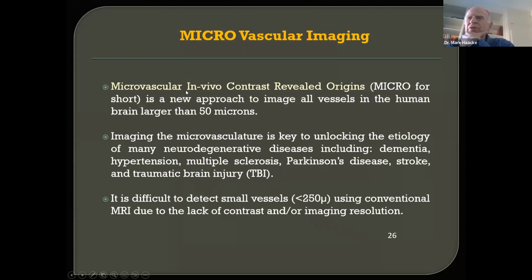So micro stands for microvascular in vivo contrast revealed origins. It's a new approach that lets us image all the vessels in the human brain on the order of 50 microns or bigger. And 50 microns is the thickness of your hair. So it's pretty amazing if we can image vessels that small in the brain. So we think that imaging the microvasculature is key to understanding the etiology of many diseases, including dementia, hypertension, MS, Parkinson's, stroke, traumatic brain injury, because it's very difficult to detect with conventional imaging vessels less than or on the order of 250 microns.